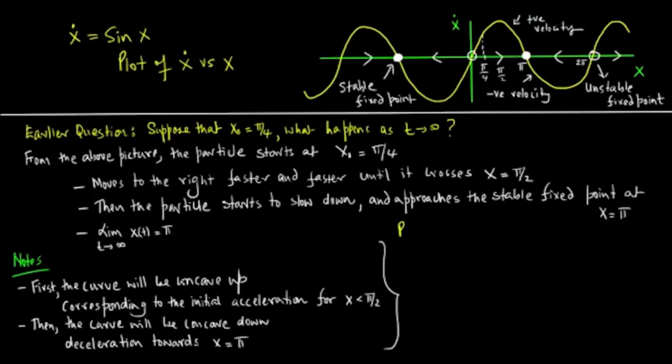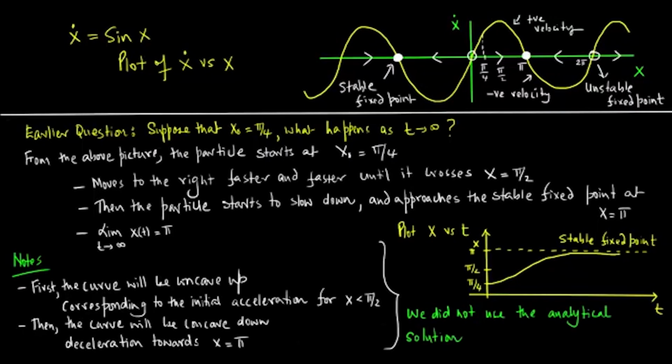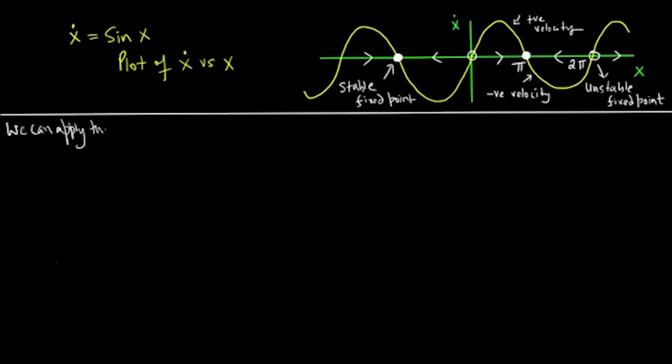Now let's go ahead and plot x versus t. We first highlight x is equal to pi, which is our stable fixed point. Highlight pi on 2 and pi on 4, which was our initial condition, and that's the curve of x versus t. Observe that we did not use the analytical solution to actually answer the above question. We can apply the same reasoning to any initial condition x naught.